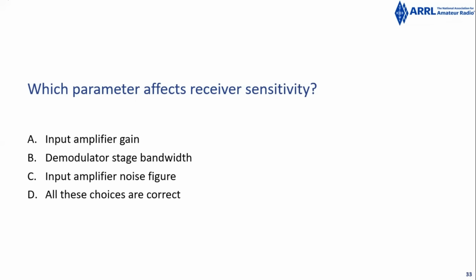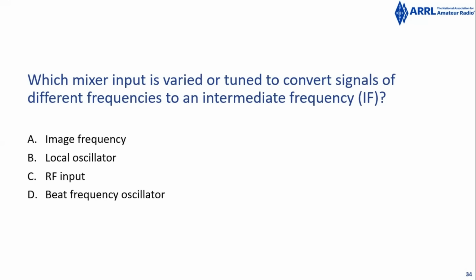All three of those things, the amplifier gain, the demodulator stage, and the noise figure, all those, D. Which figure input is varied or tuned to convert signals of different frequencies to an intermediate frequency? That would be the local oscillator.